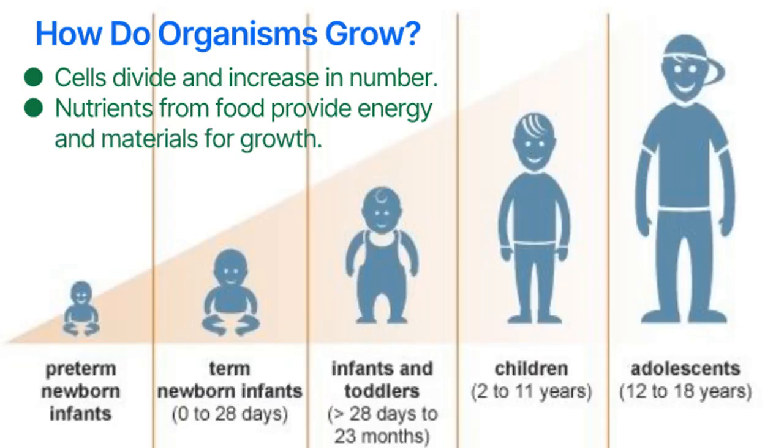Here is a chart showing how human height increases with age. Notice that growth is rapid in early years, then slows down in adulthood.